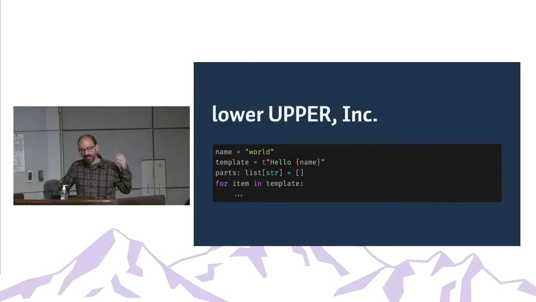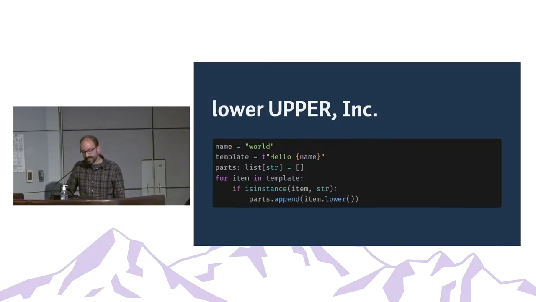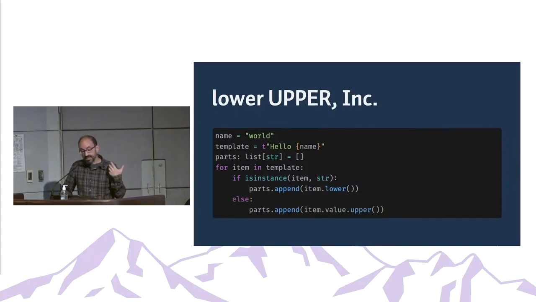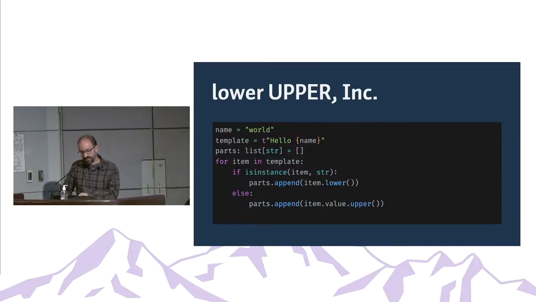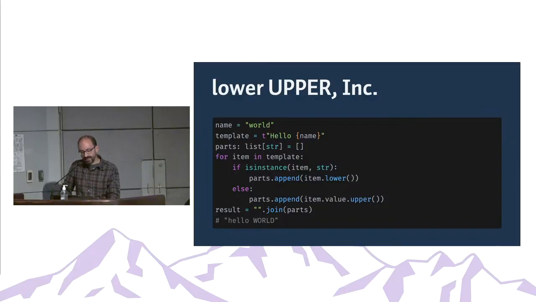And so what I'm going to do is create a list of strings, regular strings, and we're going to iterate over our template. And every time we see a regular string in the template, we're going to lowercase it and add it to our list of parts. And every time we see an interpolation in the template, we're going to go ahead and grab its value, uppercase it, and add it to the list of parts. And then we're going to join those things together, and we have lowercase hello, capital world. And we survived our first day at Lower Upper Incorporated.